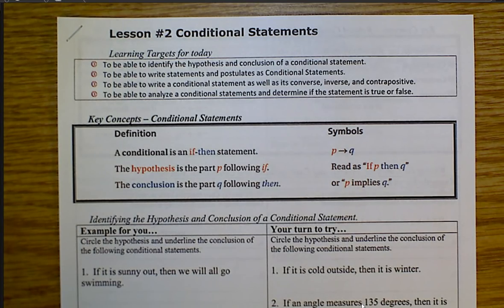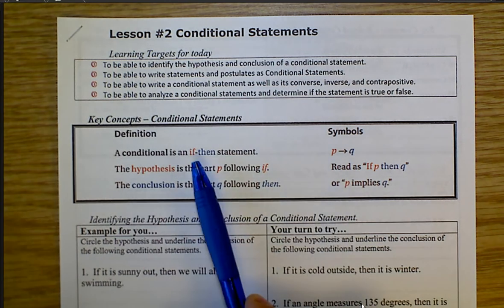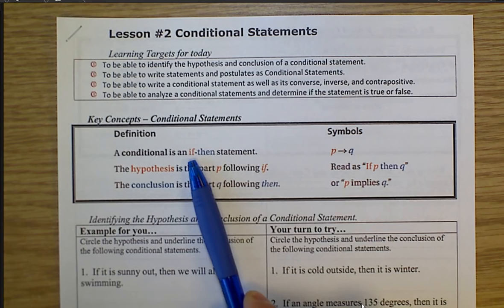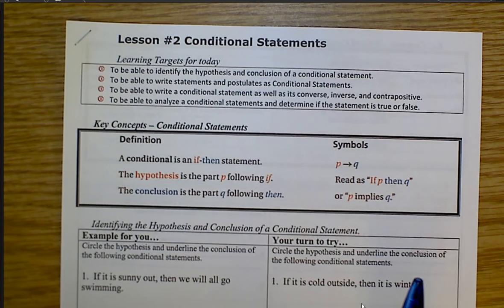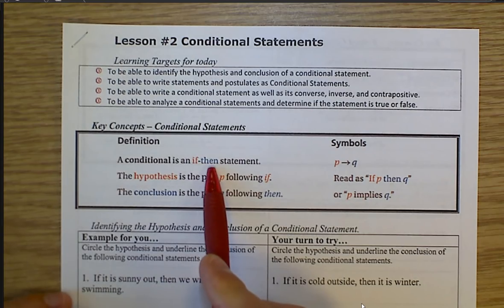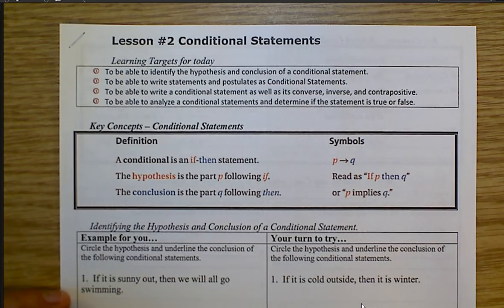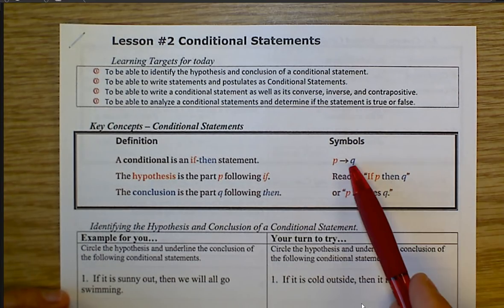And everything we do today is going to kind of spin off of a conditional statement. Now, I'm going to use colored pens, so I have my blue and my red so that I can kind of use the colors that are in your notes. Okay? So with a conditional statement, we have what's called the if part and then the then part. And we use the symbols P and Q. Now, I don't know why mathematicians decided to use P and Q, but that's just the way it is.